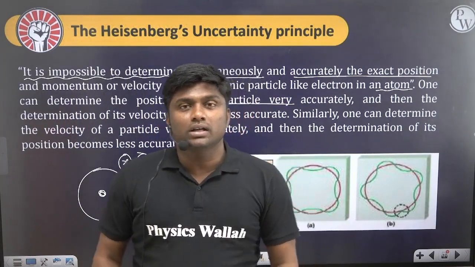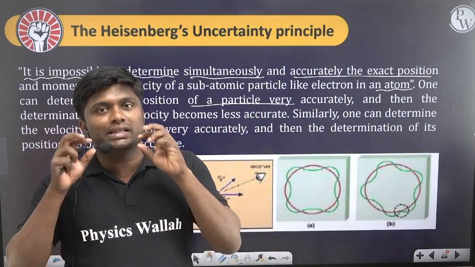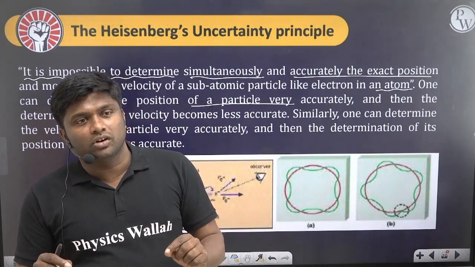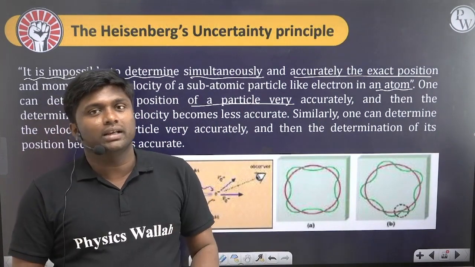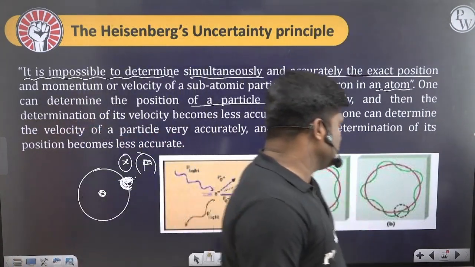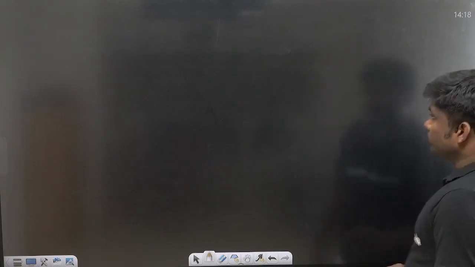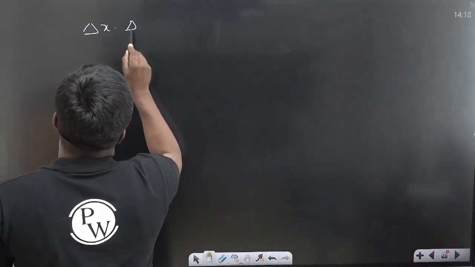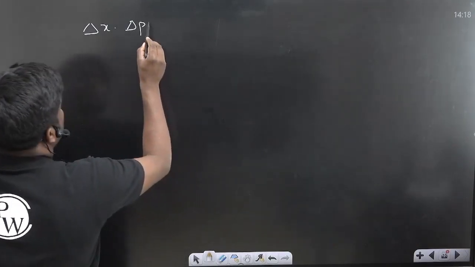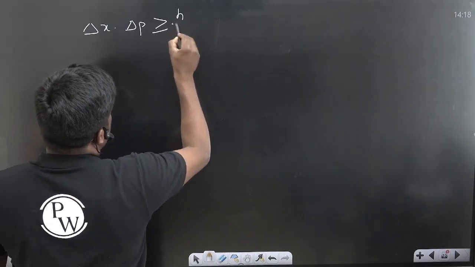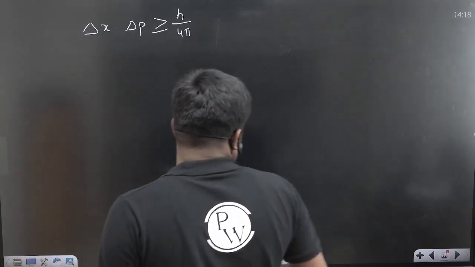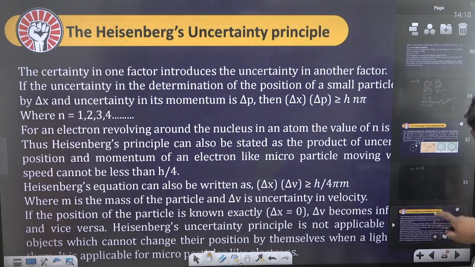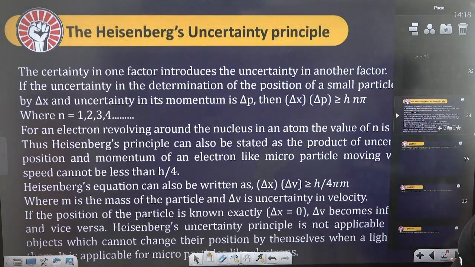The uncertainty principle is: it is impossible to determine the exact position and exact momentum or velocity of an electron simultaneously. He made one statement, like an equation: delta x into delta p is greater than or equal to h by 4 pi. Delta x and delta p is greater than or equal to h by 4 pi.